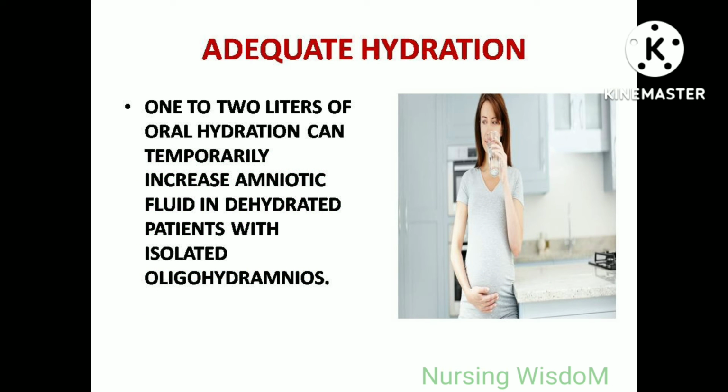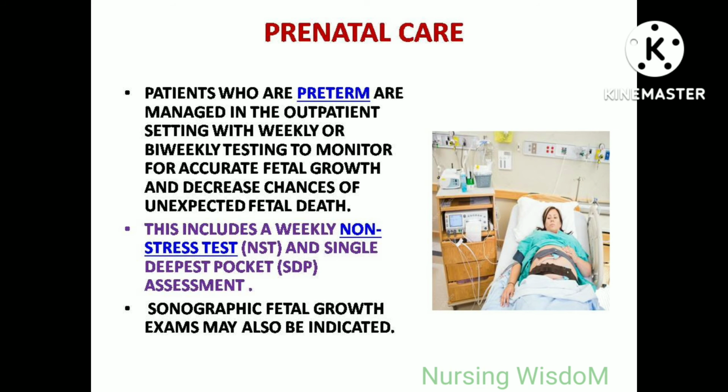Next, adequate hydration. 1 to 2 liters of oral hydration can temporarily increase amniotic fluid in dehydrated patients with isolated oligohydramnios. Prenatal care. Patients who are preterm are managed in the outpatient setting with weekly or bi-weekly testing to monitor for accurate fetal growth and decrease chances of unexpected fetal death. This includes a weekly non-stress test and single deepest pocket assessment. Sonographic fetal growth exams may also be indicated.